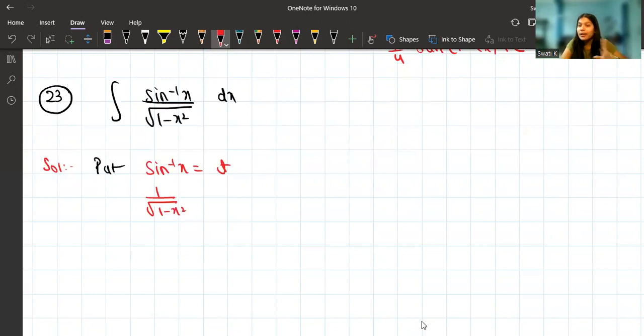Remember, this is a formula. I'm not just writing it in any way. The derivative of sine inverse x is 1 upon root over 1 minus x squared. So using that formula, we got this. And of course, dx equals dt.